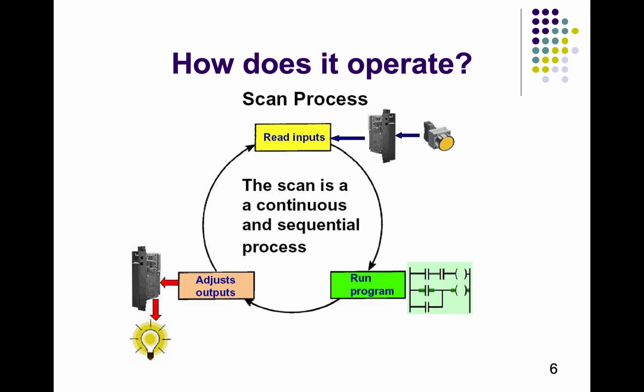Then how does this PLC operate? The PLC operates in a scan process. So every microsecond it will scan the program, and the inputs are always sensing what is their current state, and according to the program logic it will adjust the output. So in each scan it will read the input and adjust the output if there is any change in the input, and this is according to a program we have written. So this scan process is continuous and a sequential process.